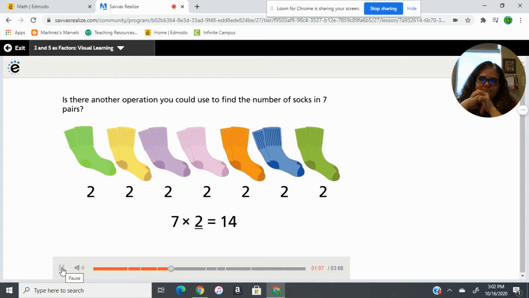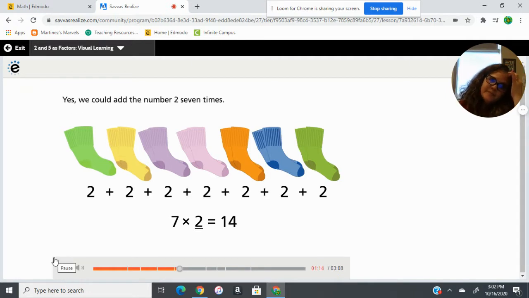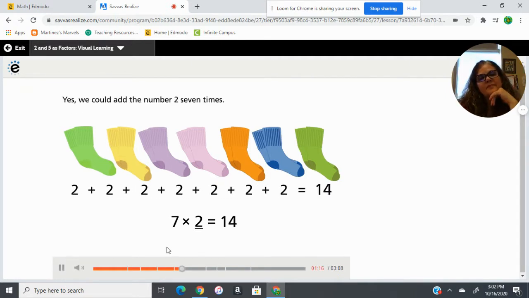Is there another operation you could use to find the number of socks in 7 pairs? Could you think of another way that you can figure that out? You can add them together. What else could we do? Yes, we could add the number 2 seven times.